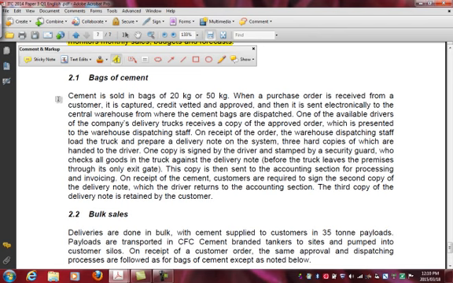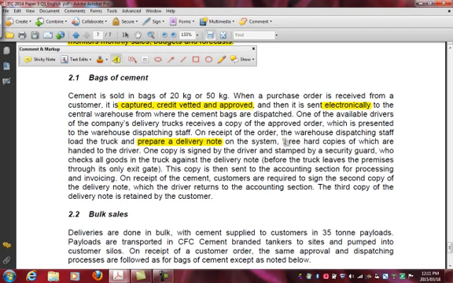When a purchase order is received from a customer, it is captured, credit vetted, and approved, and then is sent electronically to the central warehouse from where the cement bags are dispatched. One of the available drivers of the company's delivery trucks receives a copy of the approved order, which is presented to the warehouse dispatching staff. On receipt of the order, the warehouse dispatching staff load the truck and prepare a delivery note on the system.